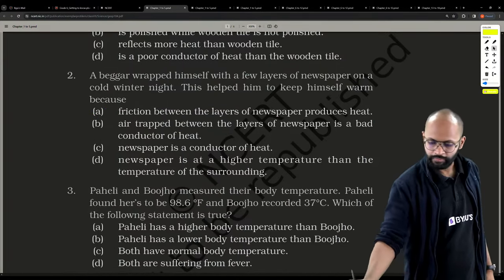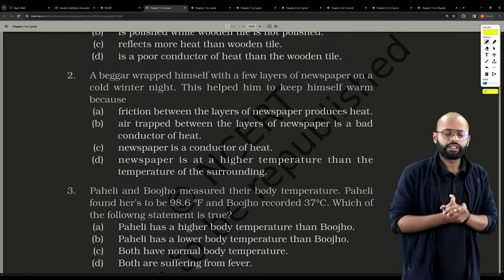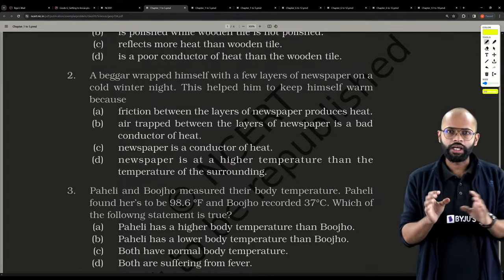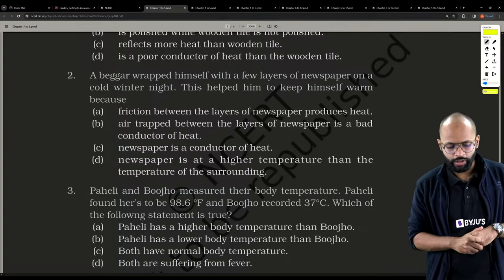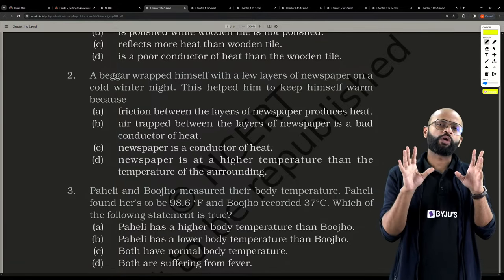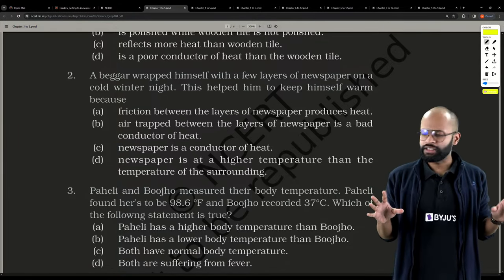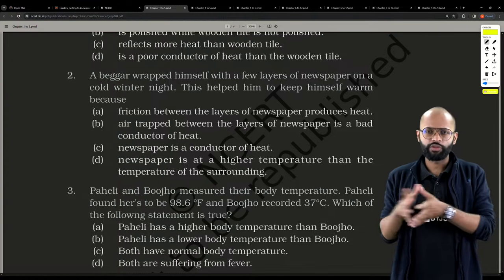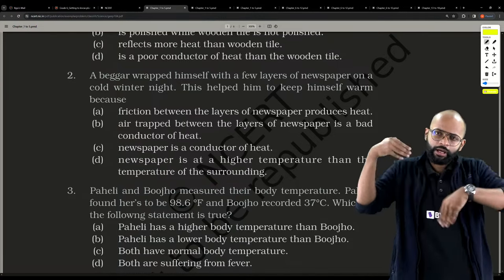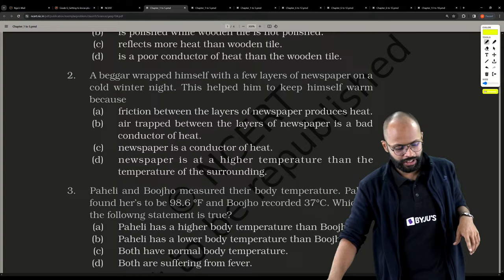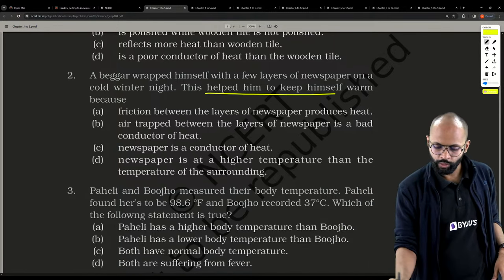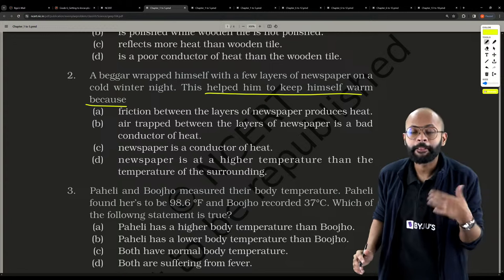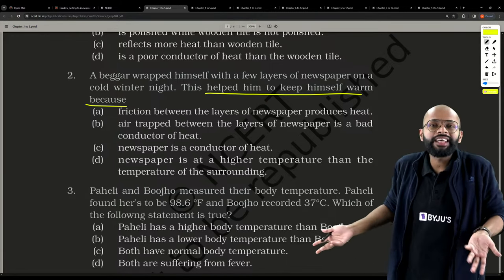Next question. Bhai, a beggar, hai na? A beggar wrapped himself with a few layers of newspaper on a cold winter night. It was a winter night. Sardiyon ki raat thi. Ek bhikari ne kya kiya? Aise newspaper liye aur unki layer bana bana ke apne kapdon ke beech mein ghusa liya. Theek? This helped him to keep himself warm because why? Kaise? Bhai, kaise help hua?